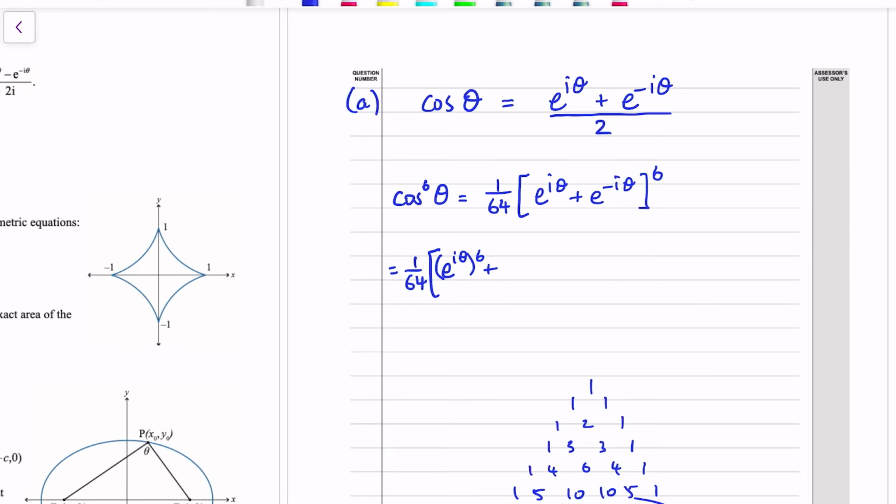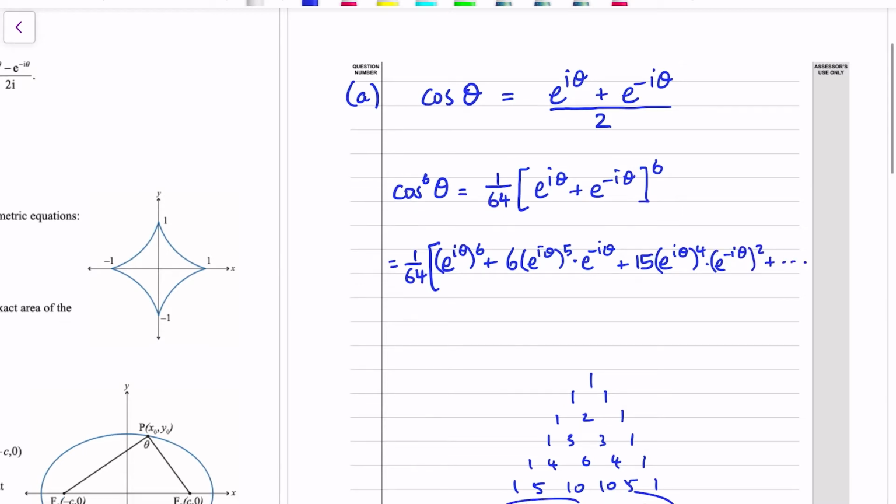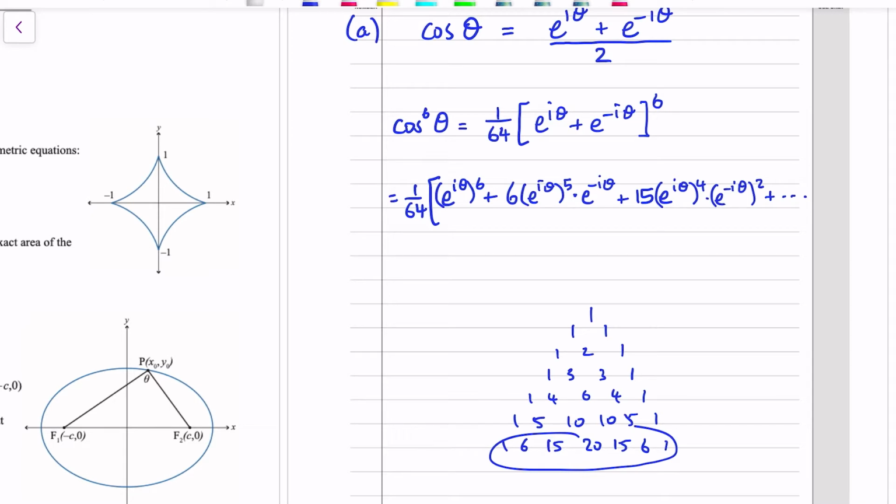So the next term is 6 lots of the first thing to the power of 5 times the second thing, then 15 lots of the first thing to the power of 4 times the second thing squared, etc. I'm going to save a little bit of time here because I'm going to spot a pattern.